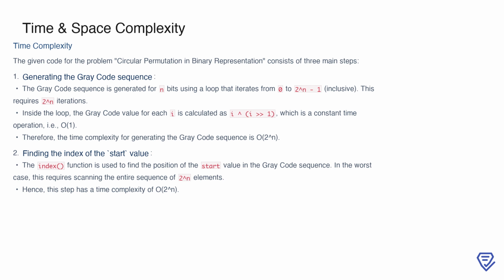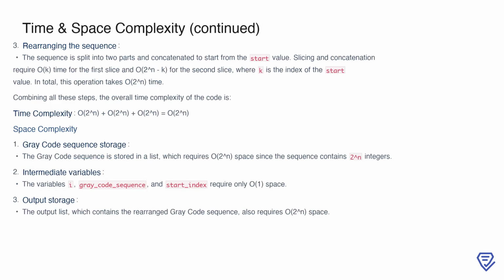Next, the algorithm needs to find the index of the start value in the gray code sequence. This is done using the index function, which may require scanning the entire sequence in the worst case. Since the sequence contains 2^n elements, this step also has a time complexity of 2 to the power of n. The final step involves rearranging the sequence to start from the given start value.